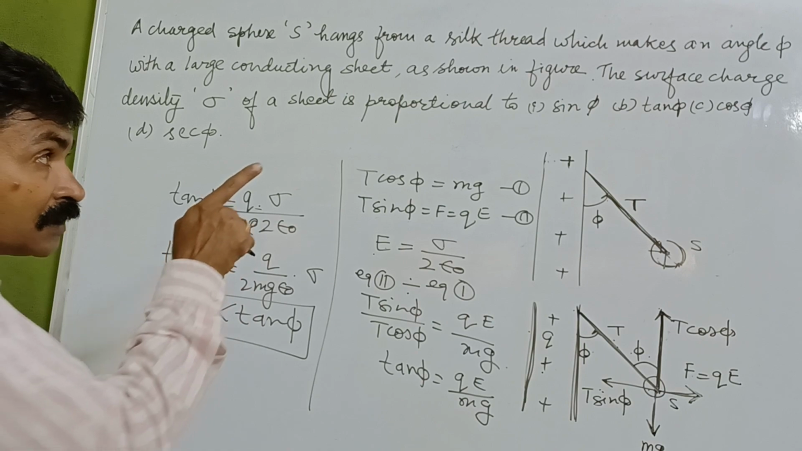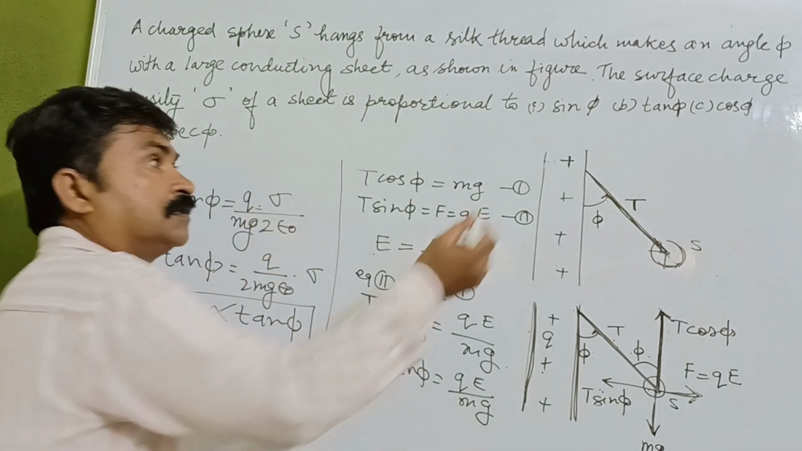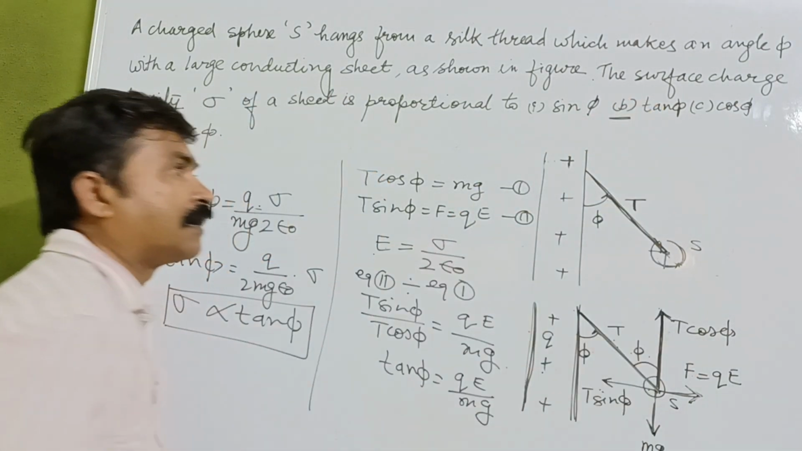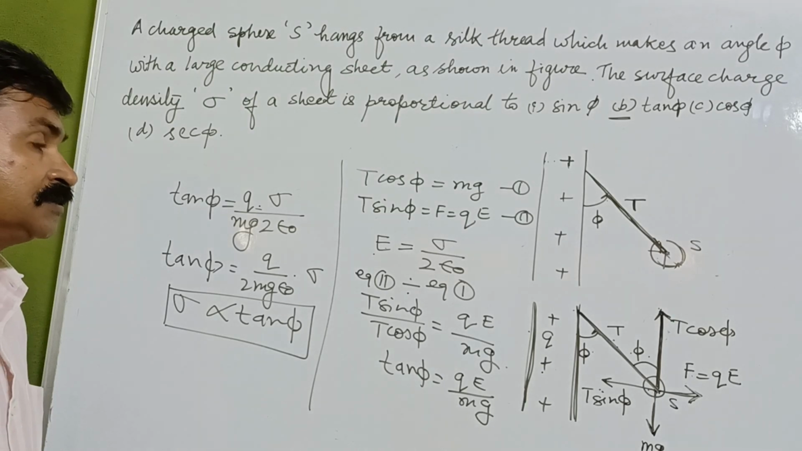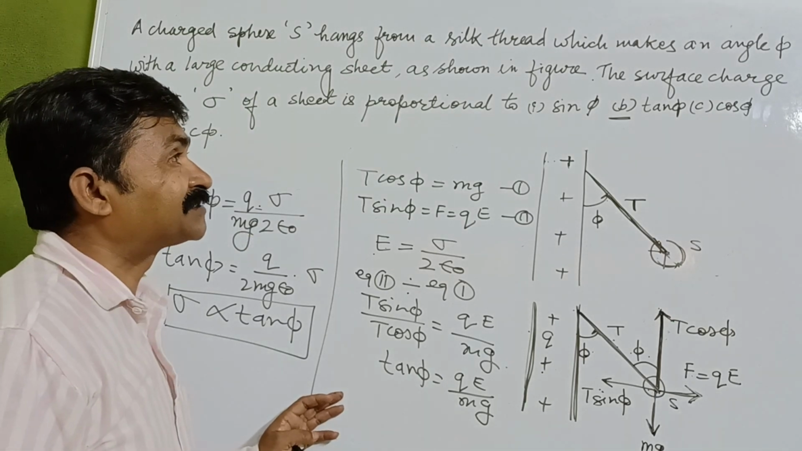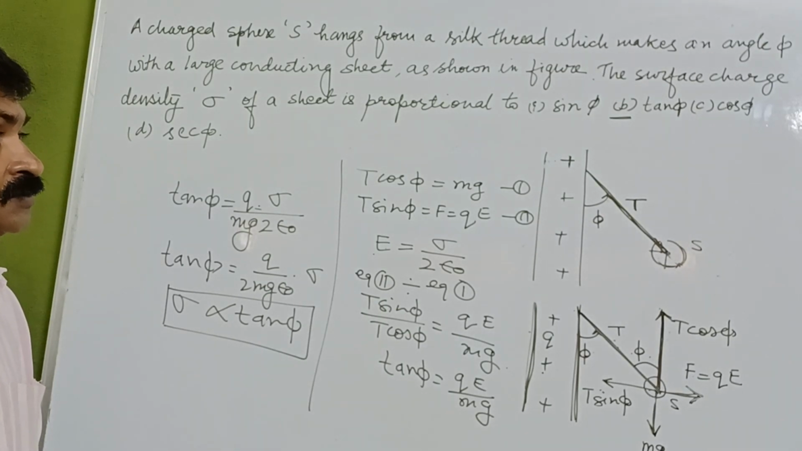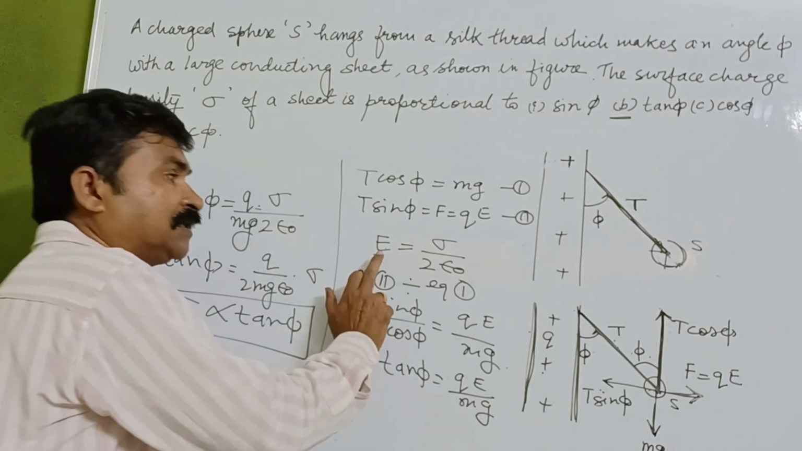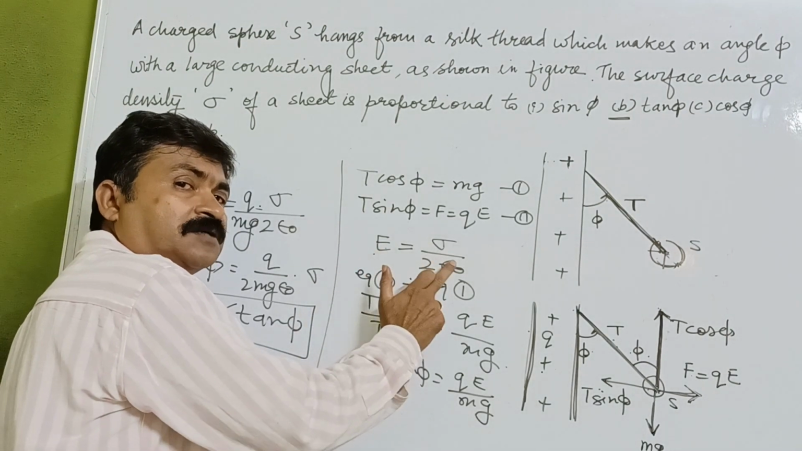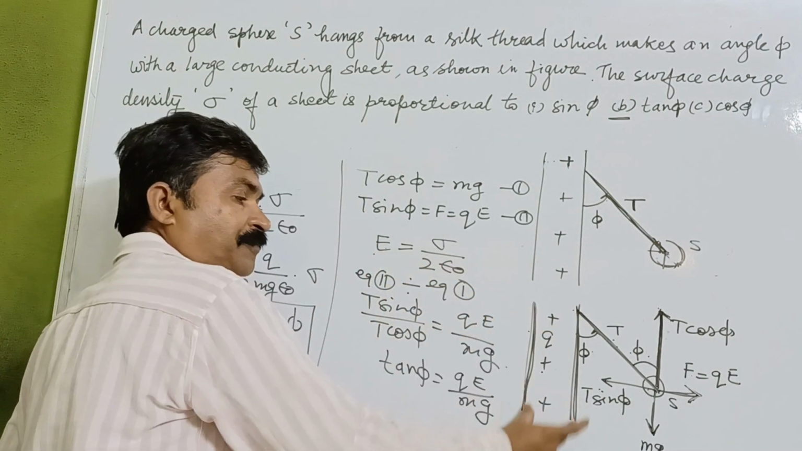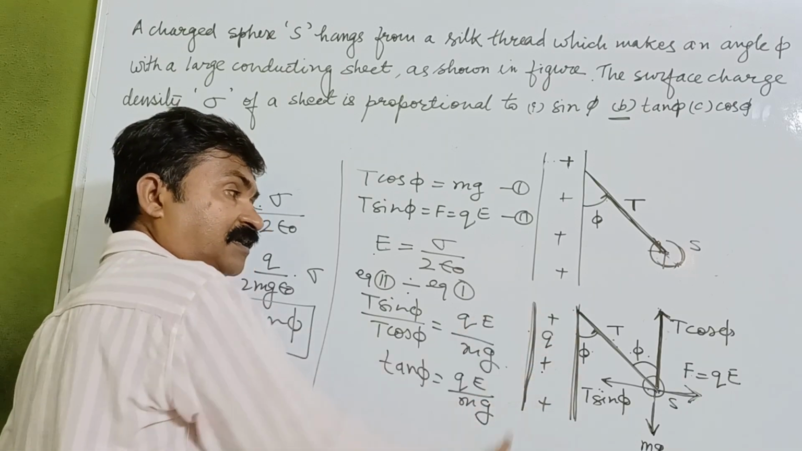If we go through the options, B is the correct option, that is tan phi. So surface charge density is directly proportional to tan phi. This will be the correct answer. We need to know the relationship between the electric field and surface charge density for a parallel plate or for a conducting plate.